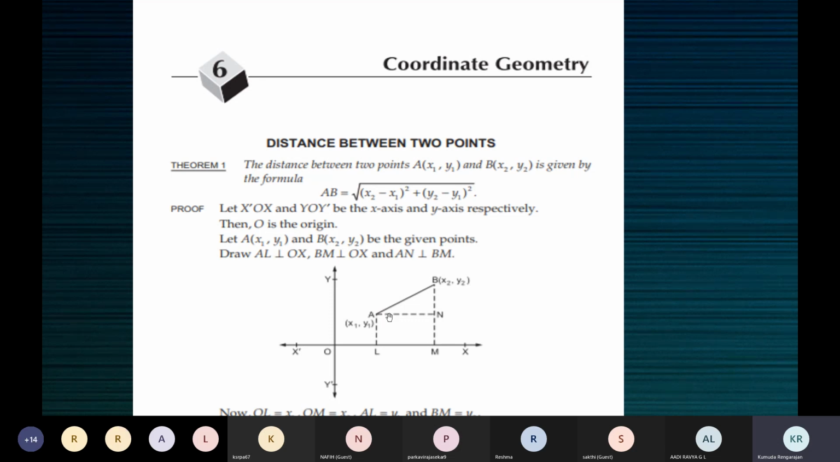To use Pythagoras theorem, you need to know the lengths of the line segments AN and BN, the legs of the right triangle. You need to know this length and this length. So let's find AN and BN, because otherwise, what will you substitute? AB we're going to find, but to use the theorem, you need to know the lengths of AN and BN.